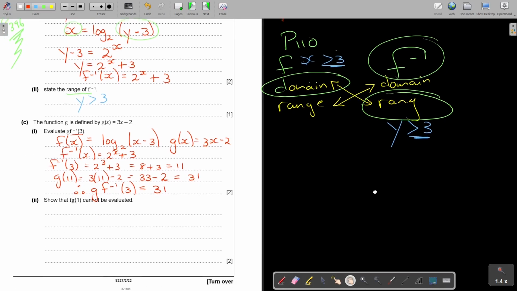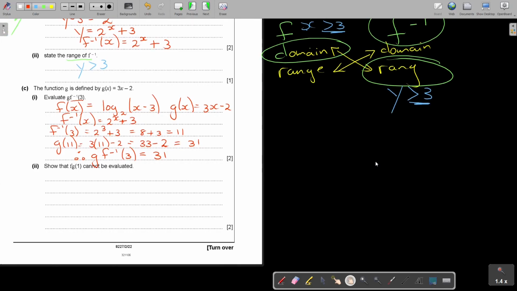I will now go to the report. So show that f(1) cannot be evaluated. The best will be to just do it first and to see why. So if I have g(1), I put 3 and I say 1 minus 2. And if I do that, I'm going to get 1.